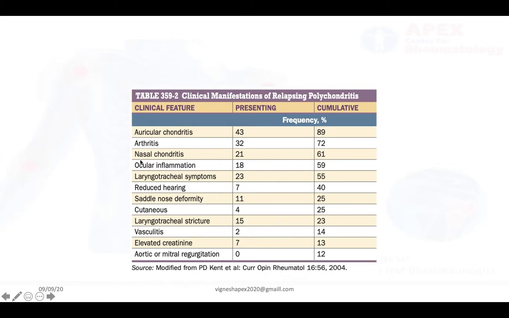Which is followed by nasal chondritis, which is followed by laryngotracheal symptoms, and which is followed by ocular inflammation. So these are the symptoms which you should know. If any patient presents with recurrent episodes of nasal chondritis, auricular chondritis, laryngotracheal involvement, and uveitis, you must suspect relapsing polychondritis. There are even other rare manifestations which we will be discussing in the subsequent slides. The most common chondral manifestation is auricular chondritis. The most common non-chondral manifestation is arthritis. So this you must understand.